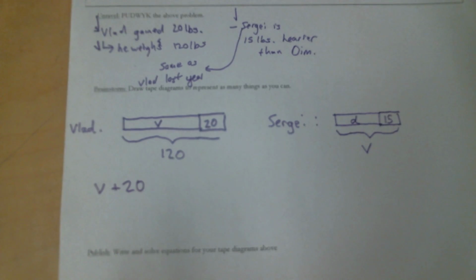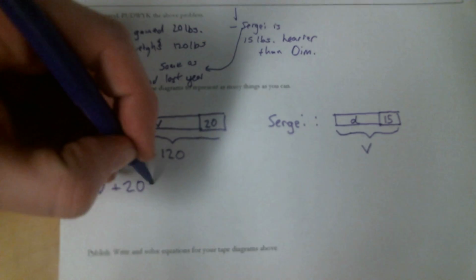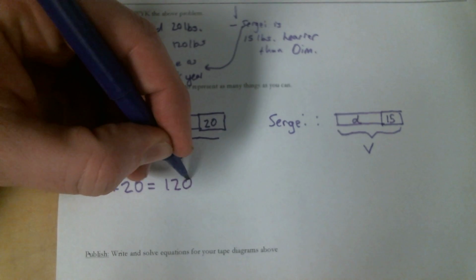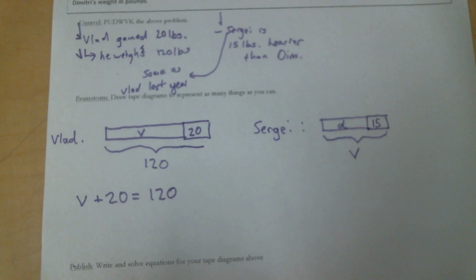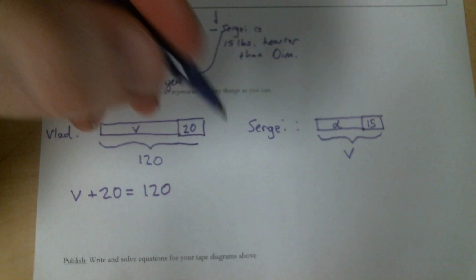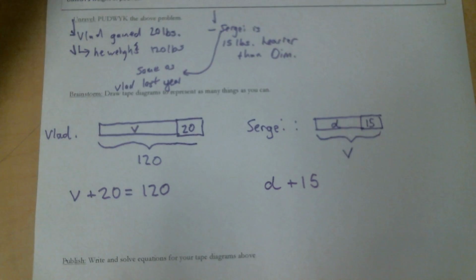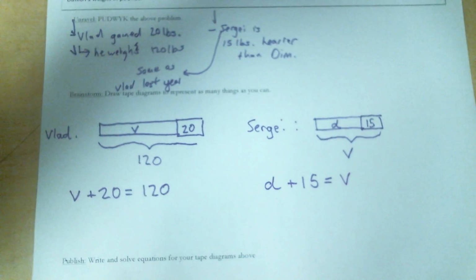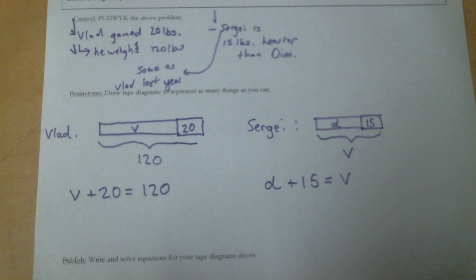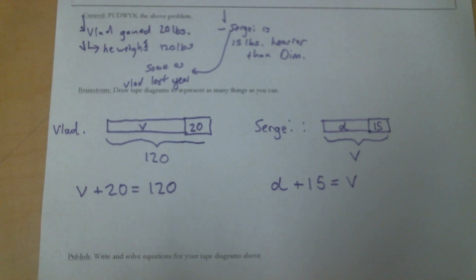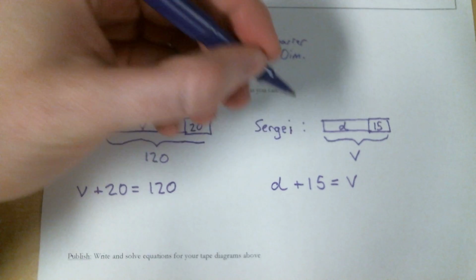And it says if you take Vladimir and you gain 20 pounds, he's going to end up this year at 120 pounds. And so let's look over here. This one says D, Dmitry, and if you gain 15 pounds, you'll end up with what Sergey weighs, which is what Vladimir weighed last year. Kind of lots of different names here. So let's keep going through here.